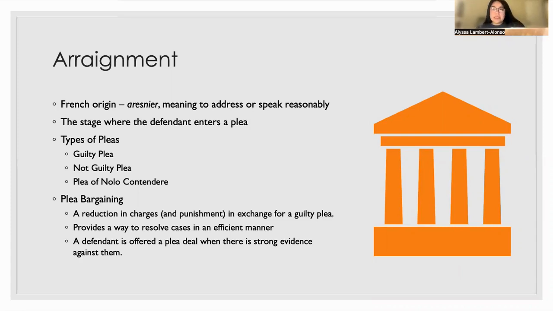The second type of plea is a not guilty plea. If a defendant pleads not guilty, the case is taken to trial and the plea bargain is withdrawn, which I'll get into next. And then the third type of plea is the plea of nolo contendere, which is also known as a no contest plea.